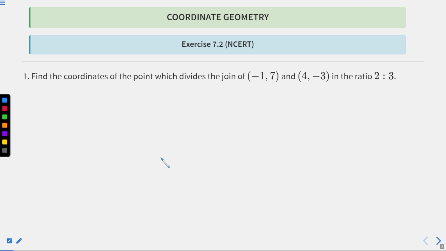In the first question, we have to find the coordinates of the point which divides the join of minus 1 comma 7 and 4 comma minus 3 in the ratio 2:3. Basically, you have to find the coordinates of the point which divides the join of these 2 points in the ratio 2:3. We know the section formula, so if we use it, we can easily find the coordinates of this point.